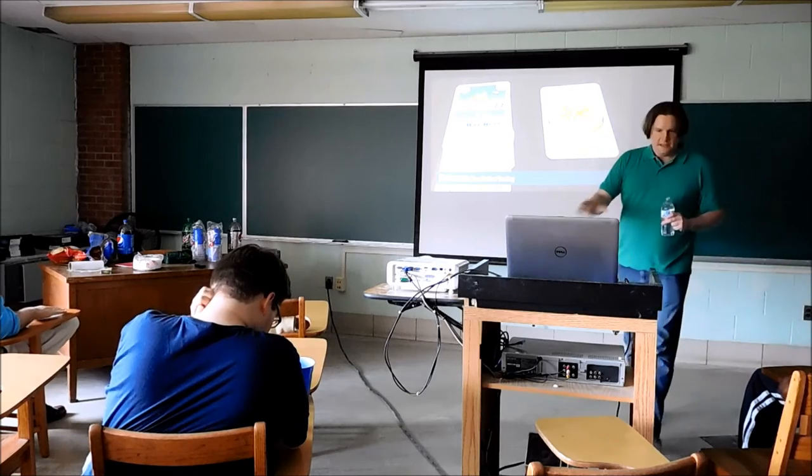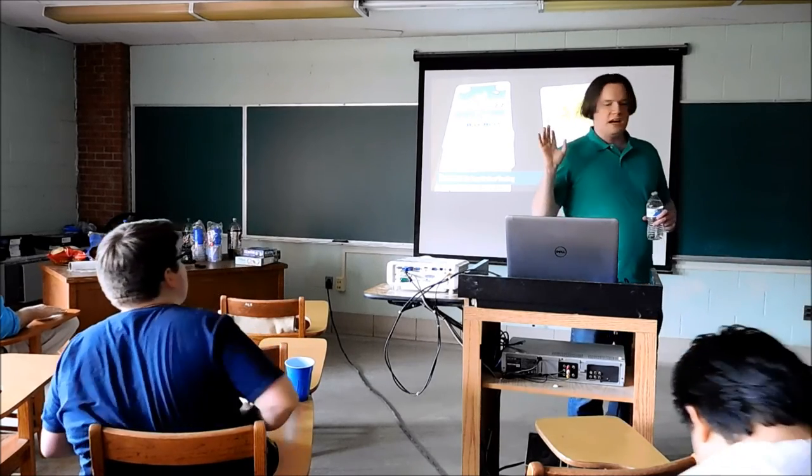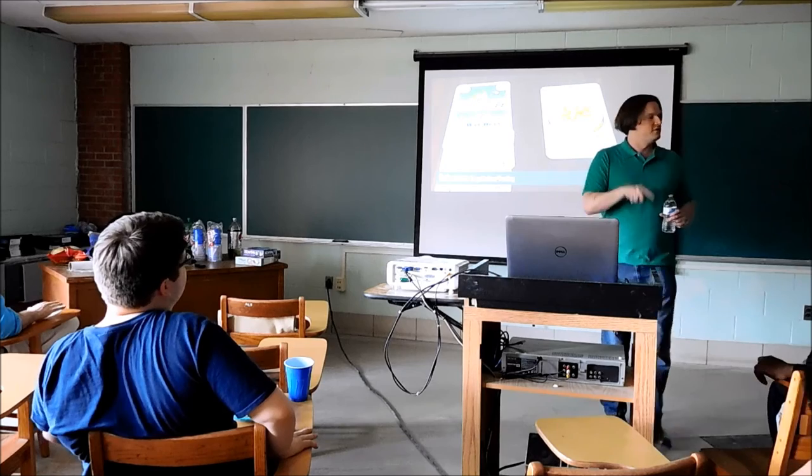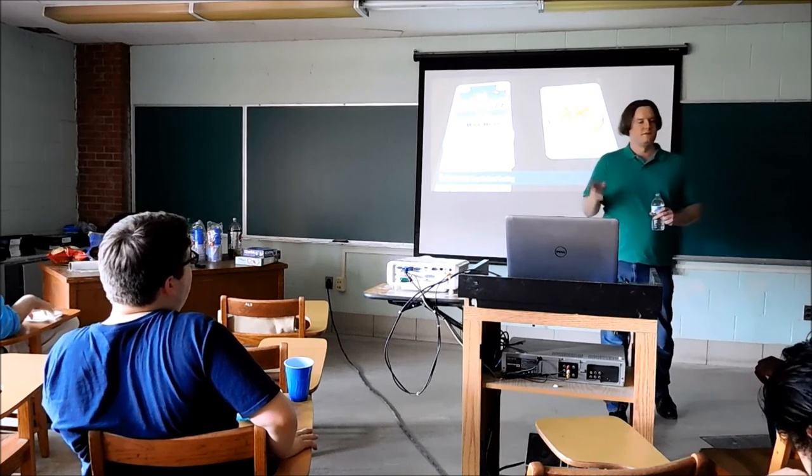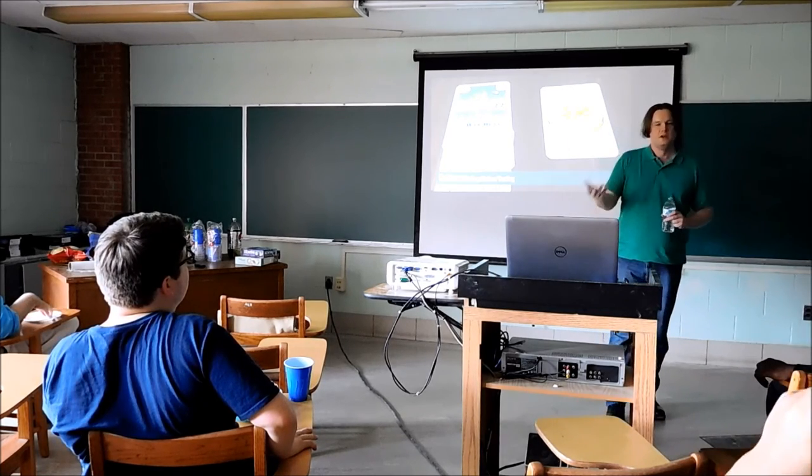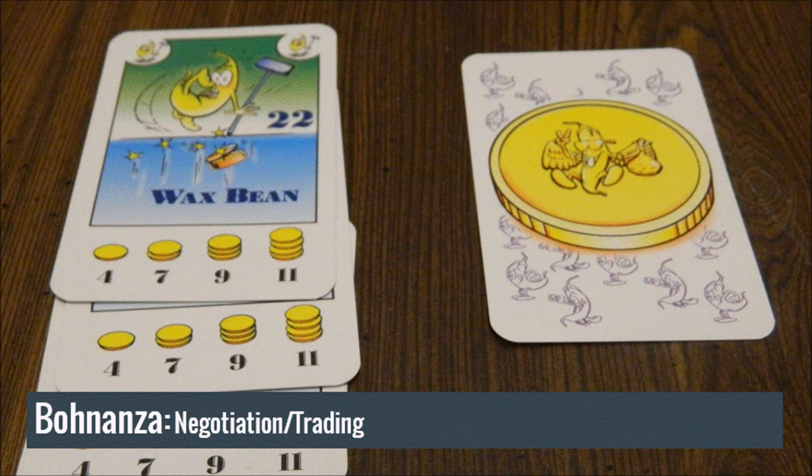So this game does a really good job of that because you only have two fields in front of you. You can buy another field for later, but it takes away your victory points. You're trying to score gold coins, right? So in this case, this person has four wax beans. I don't know if you can see it on the bottom, but it has four wax beans. Now, if he wants to plant another type of bean, he's got to plant it in the second field.